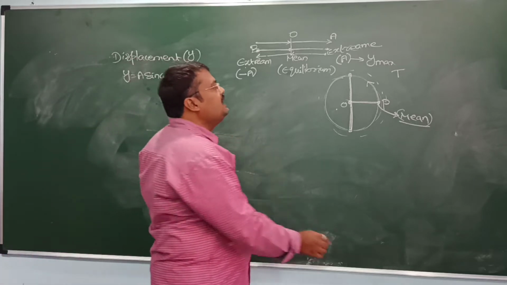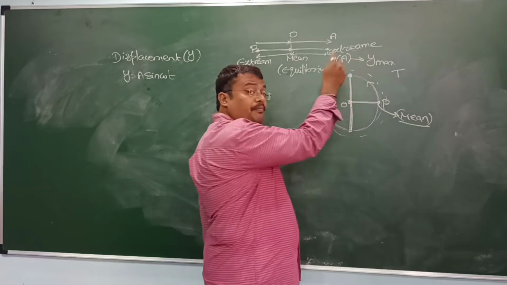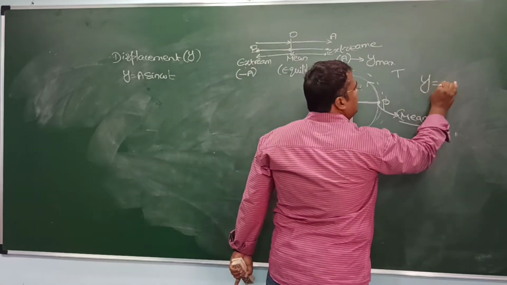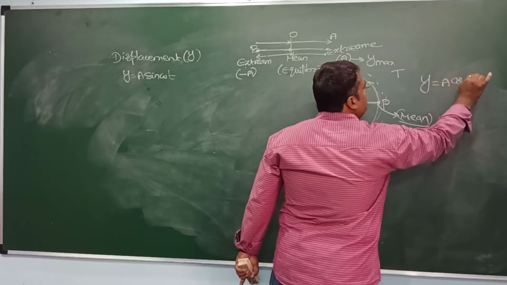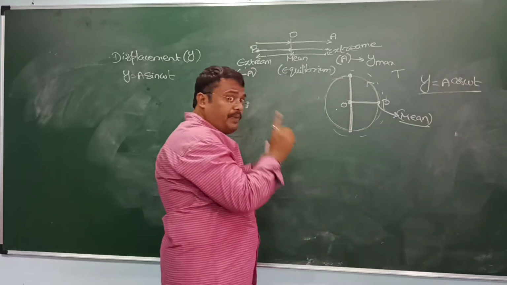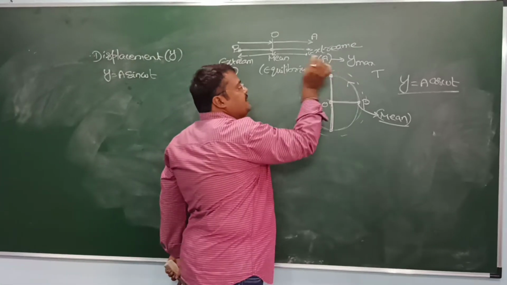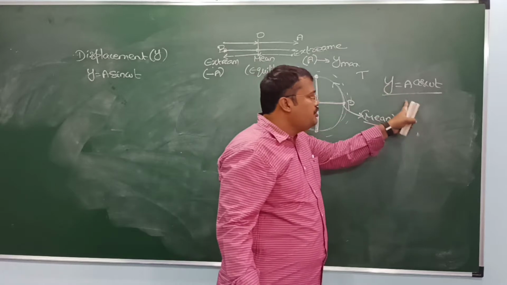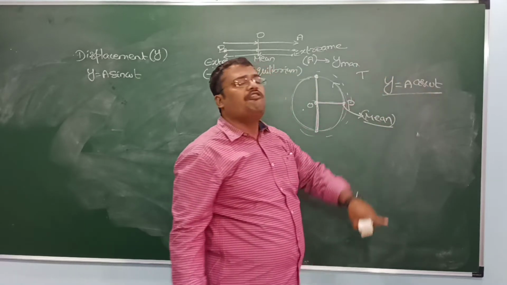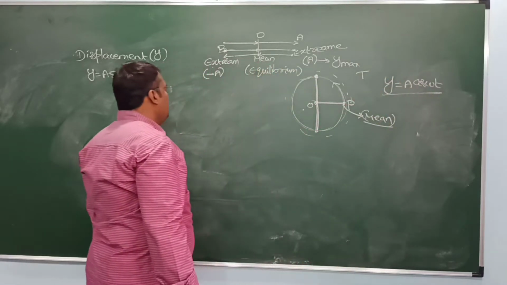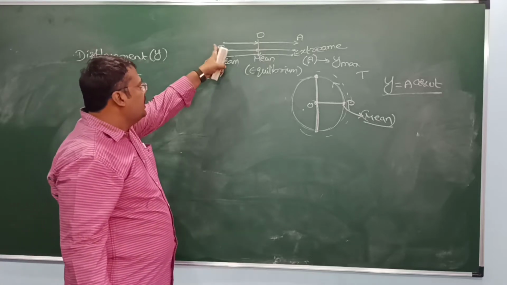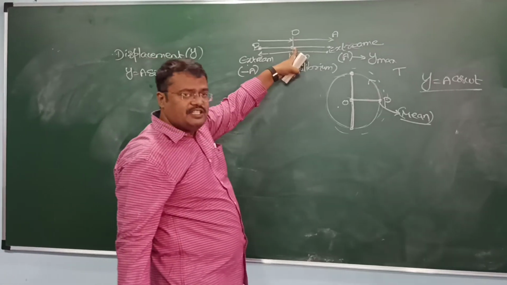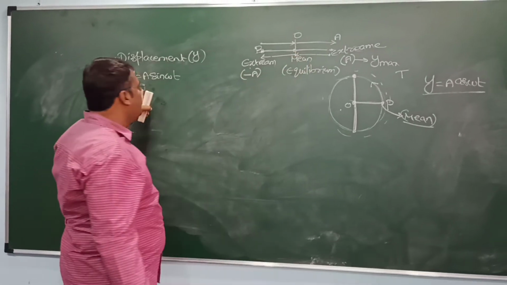Otherwise, if initially the particle's starting point is from the maximum position, then we have to use the displacement of a particle y is equal to A cos omega t. So in the given content, the starting position of the particle is the mean position. That's why it was taken.